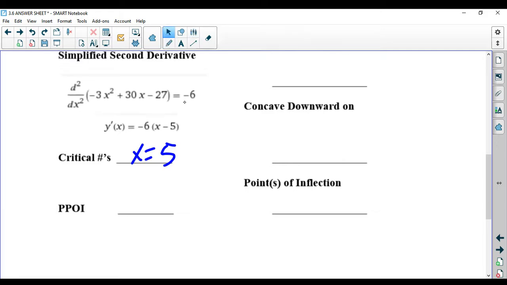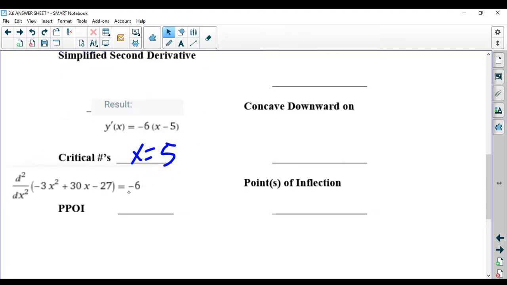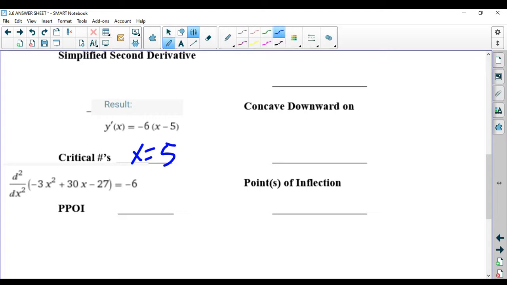Possible points of inflection are where the second derivative equals 0. And this one's a little strange. The second derivative equals negative 6, which means just that. The second derivative is always negative 6. Therefore, it never equals 0. Therefore, there are no possible points of inflection. So I'm going to go right next to it: points of inflection, well, there's no possible ones, then of course there is none.